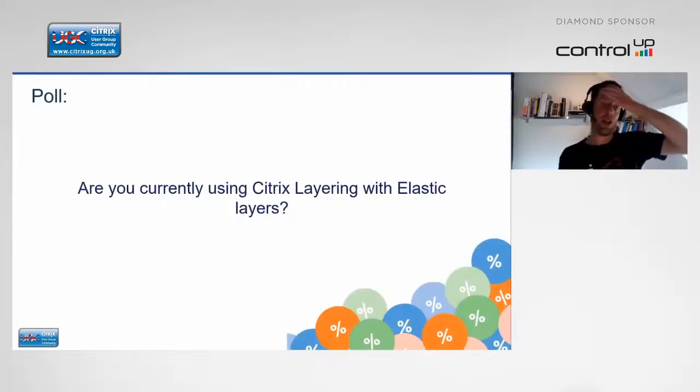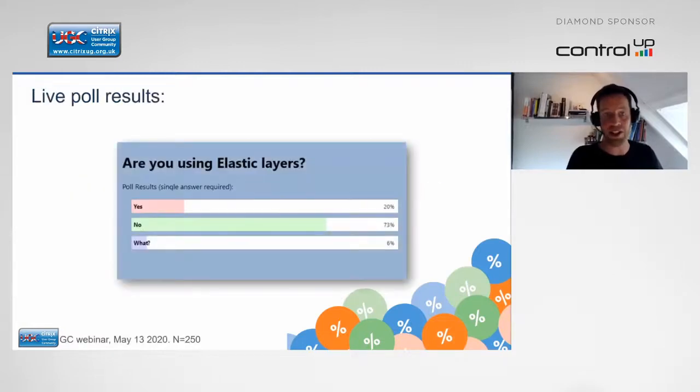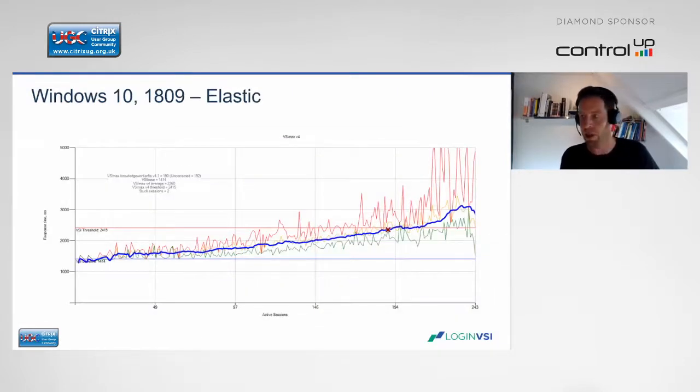Now, a little question for the audience, and you can just answer this in your head, in your mind. Are you currently using Citrix layering with elastic layers? Now, again, when I asked this a couple of weeks ago in the other webinar, where we had 250 people, 73% of the people said no. That's really good because there is an impact on performance. 20% of the people said yes, and 6% said, I have no idea what you're talking about. That's the typical outcome after my webinars, by the way.